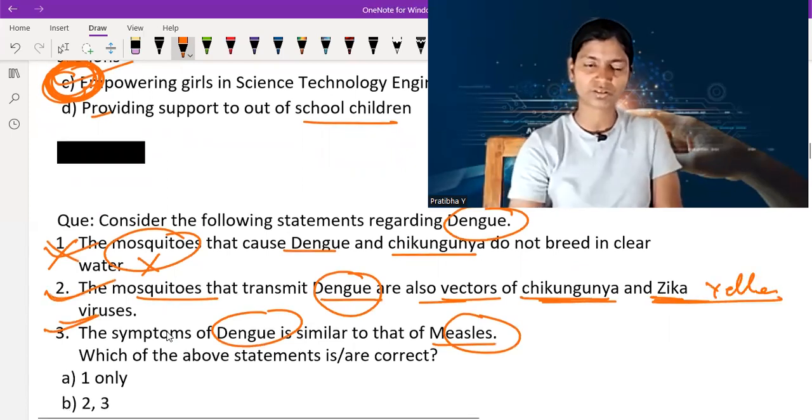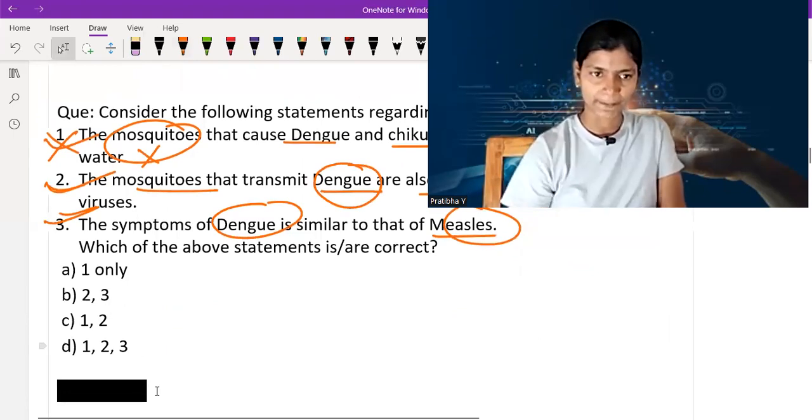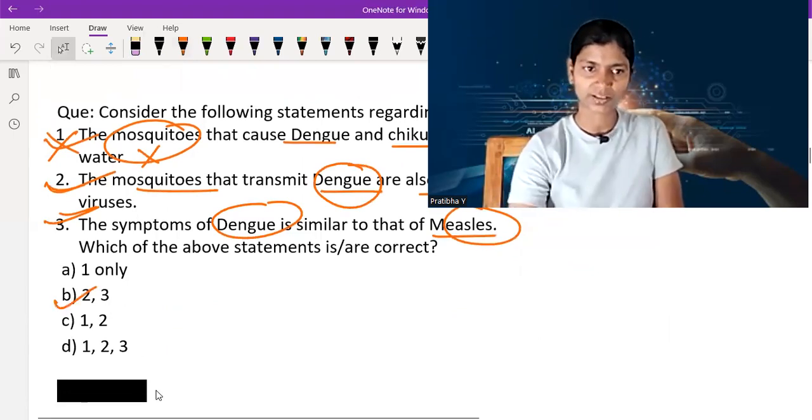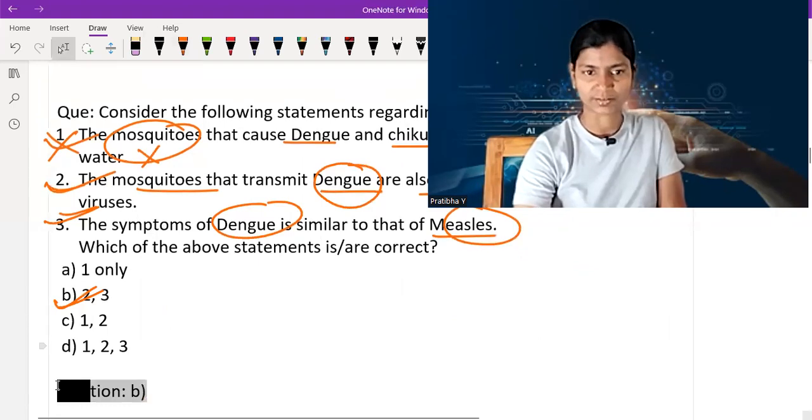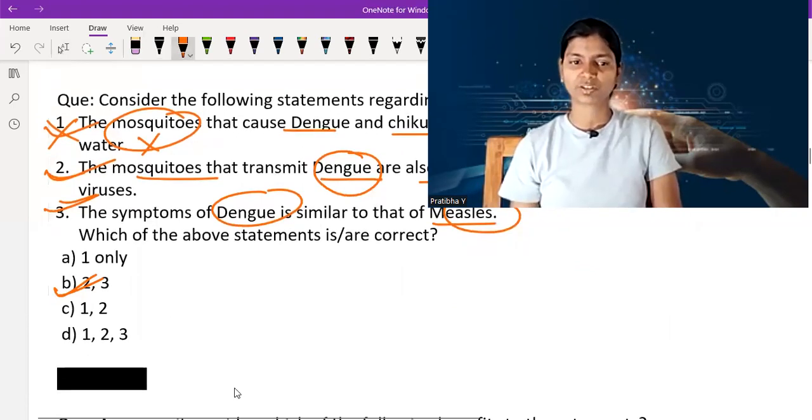Just check the right one. Option B is correct. Statements 2 and 3 are correct, so option B is correct. Yes, we are on the right track. Now let's move on to the next question.